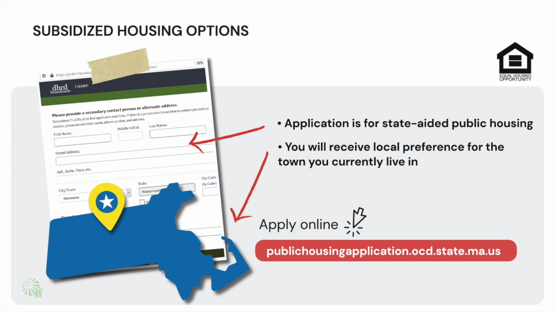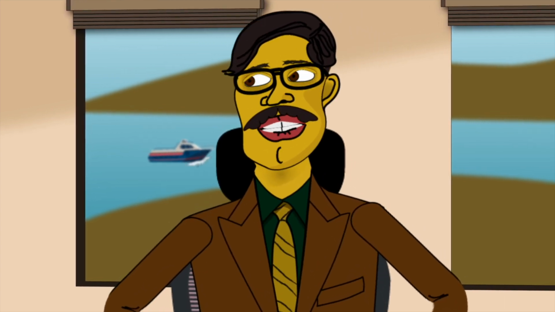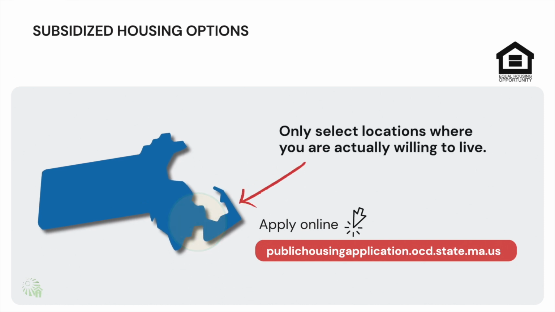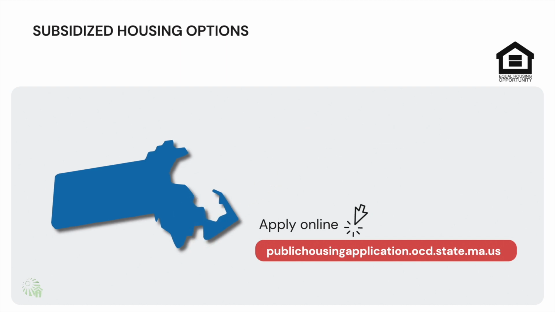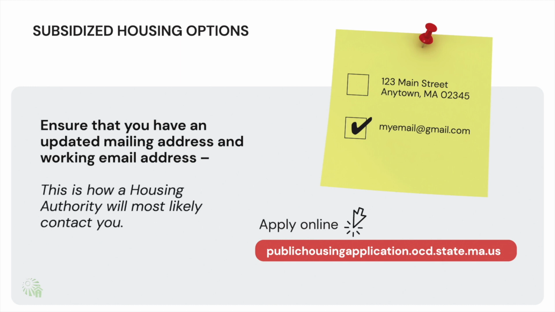Now, just because you can apply to many locations with a single application, that doesn't mean that you should apply to everything on the list. Just pick the location where you're actually willing to live or to relocate to. Because if you decline unit offers, this can decrease your chances of being selected elsewhere, and eventually you will be removed from all of these waitlists. Nobody wants that. And make sure you have a current working email address. A working email address, or by mail, is the most likely way a housing authority will contact you.